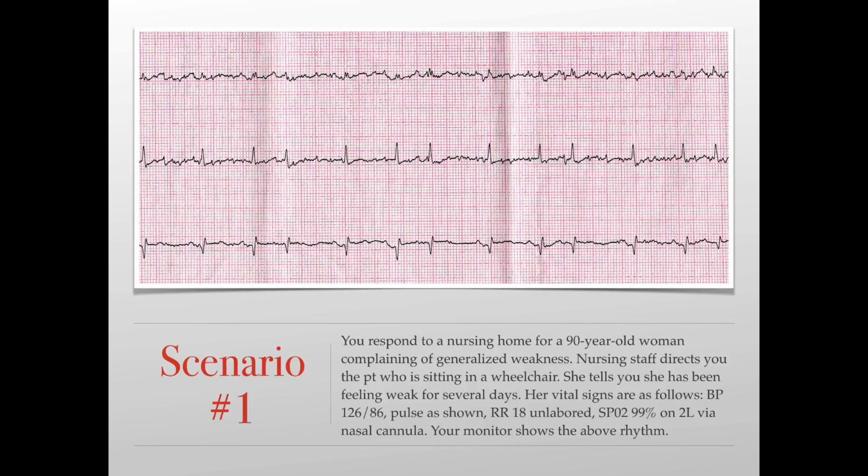So scenario number 1. You respond to a nursing home for a 90-year-old woman complaining of generalized weakness. Nursing staff directs you to the patient who is sitting in a wheelchair. She tells you she has been feeling weak for several days. Her vital signs are as follows: blood pressure 126/86. Her pulse is as shown in the ECG strip above. Respiratory rate is 18 and unlabored. She's satting at 99% on 2 liters via nasal cannula. Your monitor shows the above rhythm.